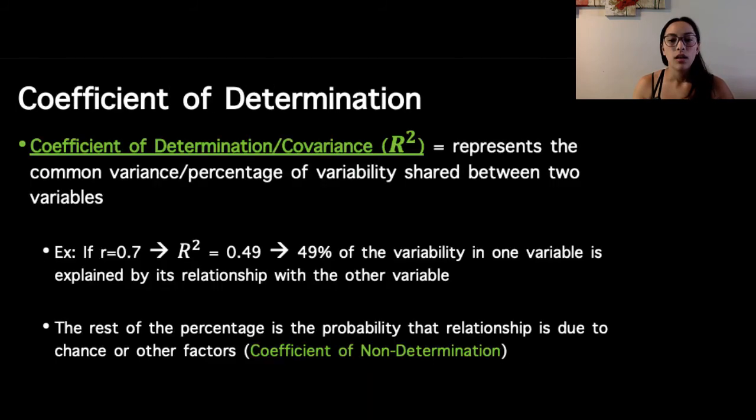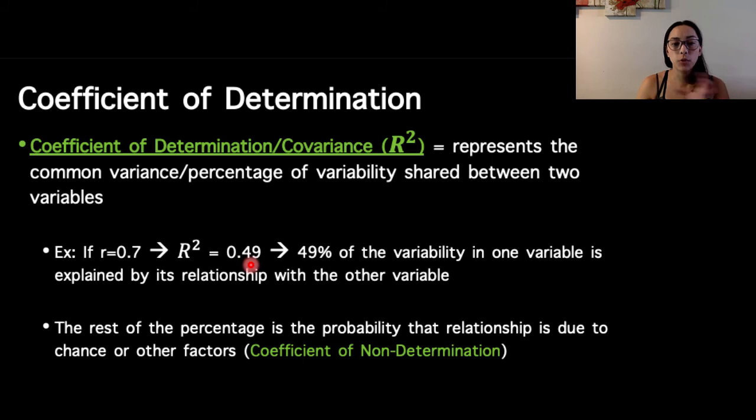From correlations, or from R, we can also calculate what's known as the coefficient of determination. This is also termed as covariance, which will pop up in next week's lecture on regressions. But what this coefficient of determination represents is the common variance, or the percentage of variability that is shared between two variables. So if, let's say, we have an R of 0.7, or a strong relationship, and we square 0.7, or R squared, we should get 0.49.